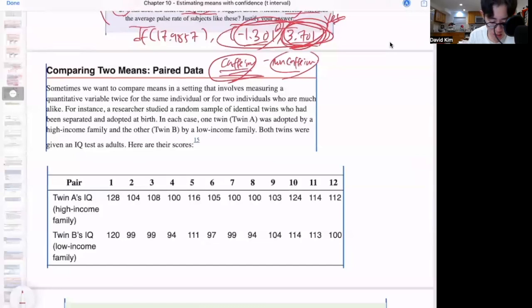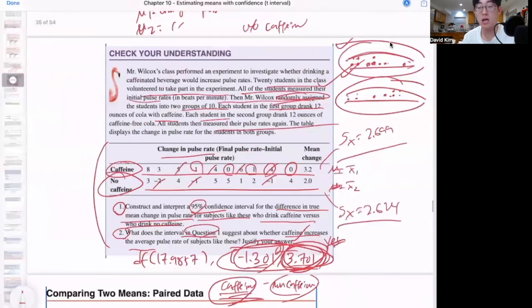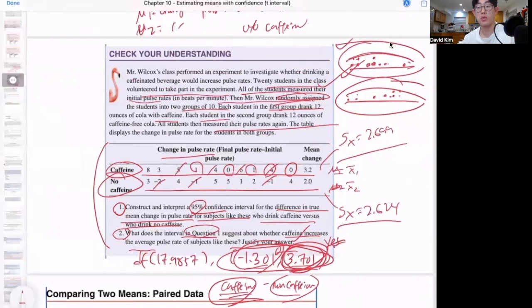Now we have this slide for comparing the 2 means. We have something called paired data. For paired data, we have, for example, twin A's and twin B's IQ, or high income and low income family. So guys, at this point, I'm going to stop.